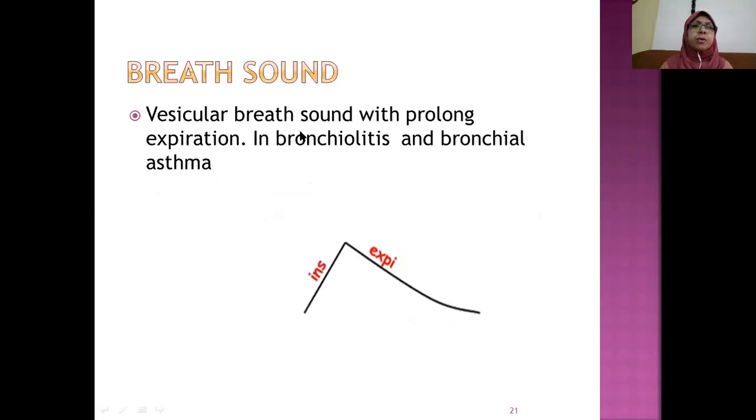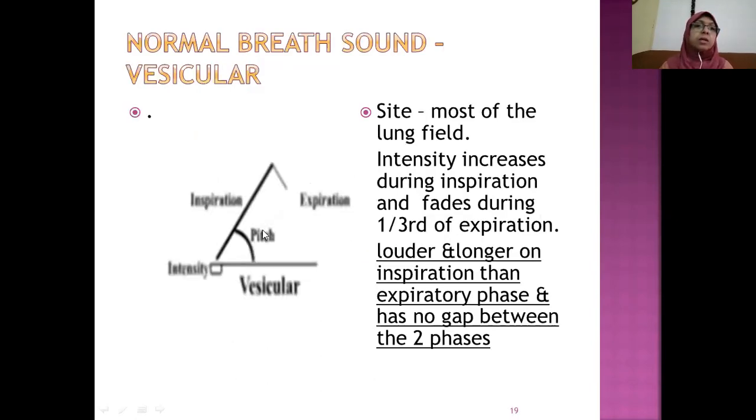Another sound that is very important for your exam is vesicular breath sound with prolonged expiration. Here we have seen the vesicular breath sound. In the inspiratory phase, intensity increases during inspiration and fades during the first third of expiration. That is, a louder and longer inspiratory phase, and the expiratory phase is not that much longer than the inspiratory phase. This is the normal vesicular breath sound.